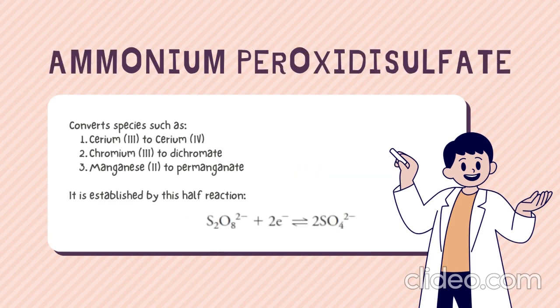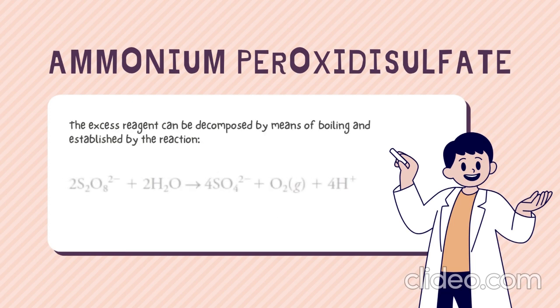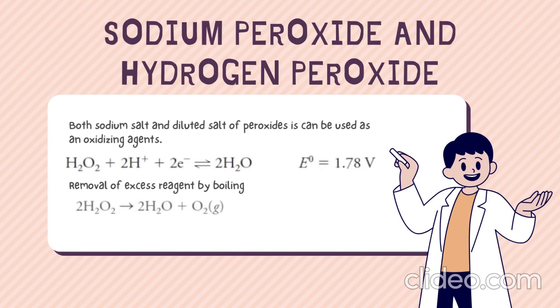Next one is ammonium peroxydisulfate. It converts species such as cerium 3 to cerium 4, chromium 3 to dichromate, manganese 2 to permanganate. This is the chemical reaction for ammonium peroxydisulfate. The excess reagent can be decomposed by means of boiling and is established by the reaction given below. Next are sodium peroxide and hydrogen peroxide. Both sodium salts and diluted salts of peroxides can be used as an oxidizing agent. This is given with the chemical reaction below.